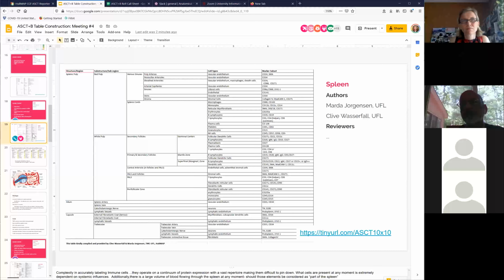This is the existing chart as it is for the spleen. We started off with the major structure, went to substructures, tissues, cell types, and the marker subset, which I've already self-criticized as being too centric on what was called for our existing project. Okay, next slide.